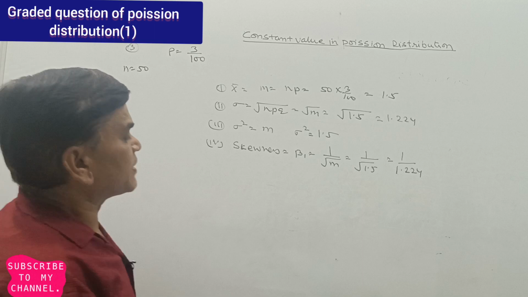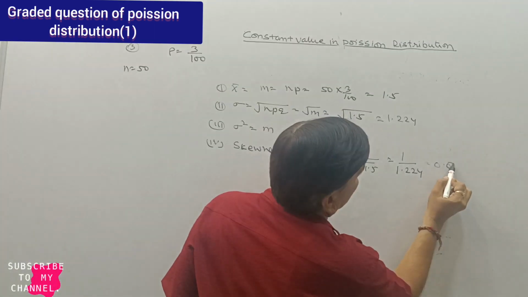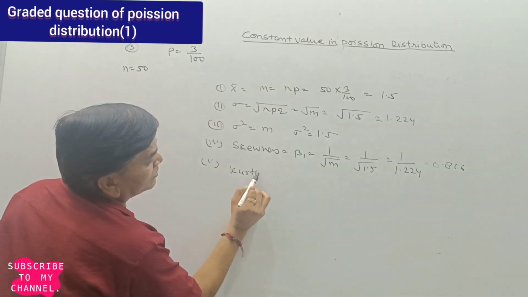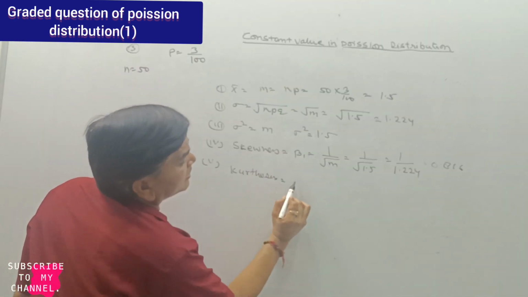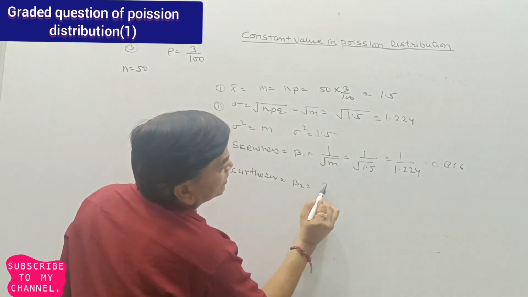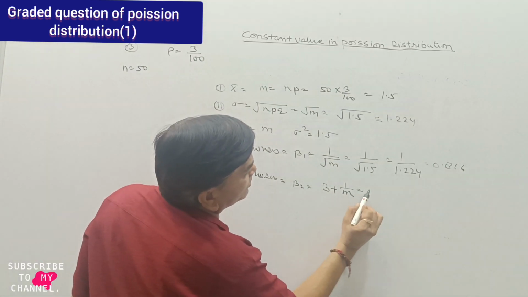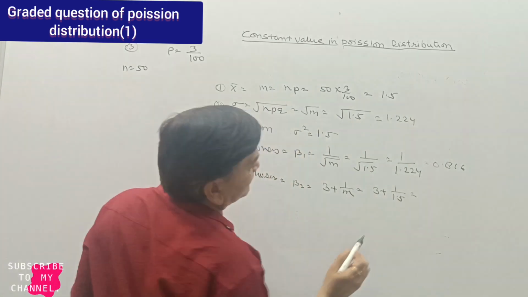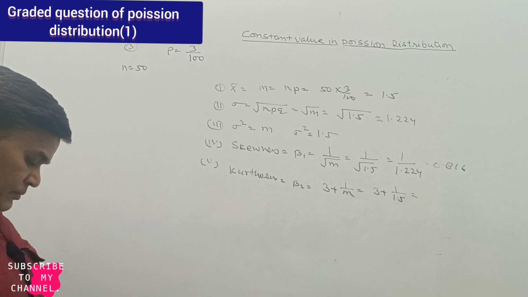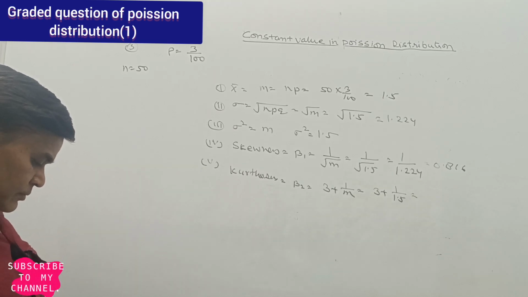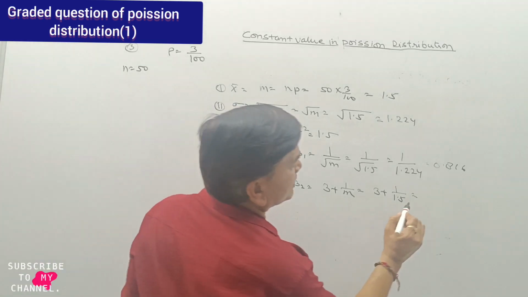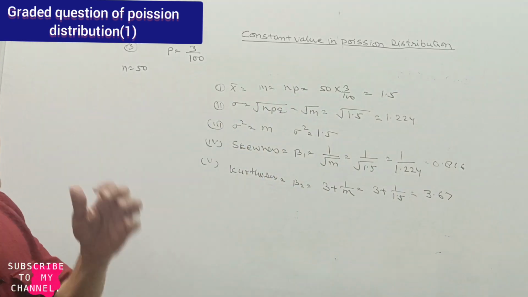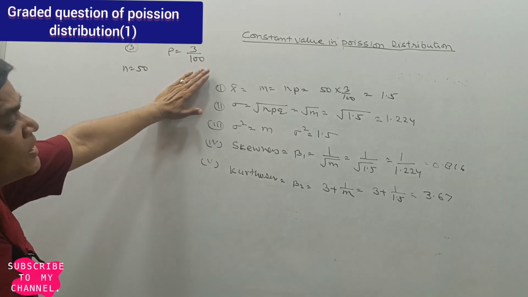So 0.816. And the last measure is called kurtosis. Measure of kurtosis, that is beta 2, is equal to 3 plus 1 upon M value, which is over there. So 3 plus 1 upon 1.5. So this will be 3.67. So these are the constant values in the Poisson distribution.